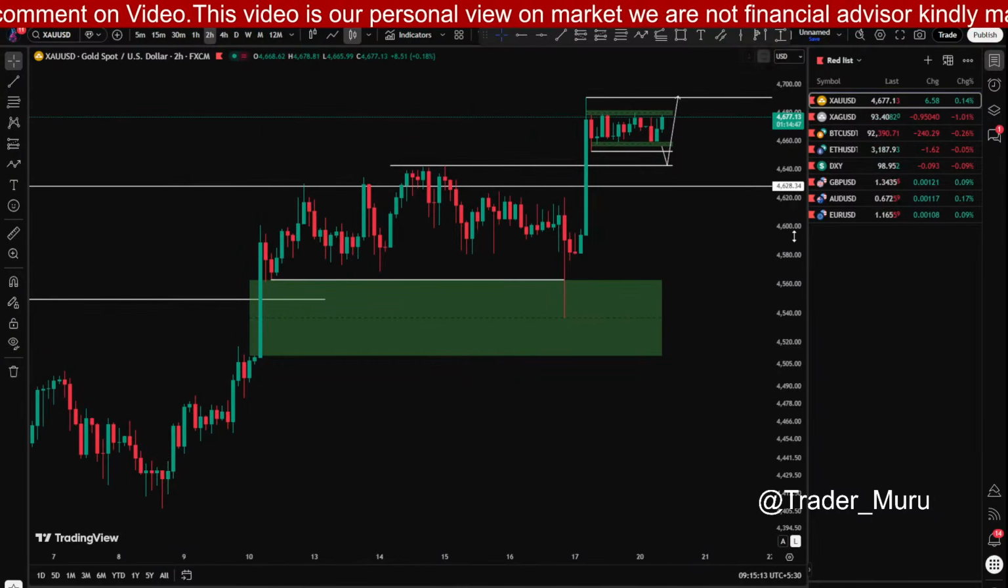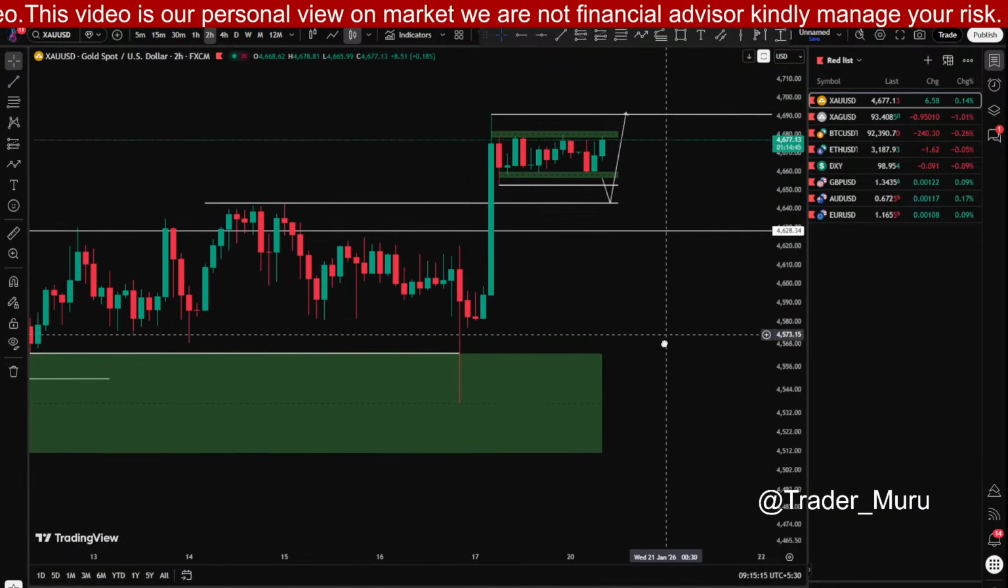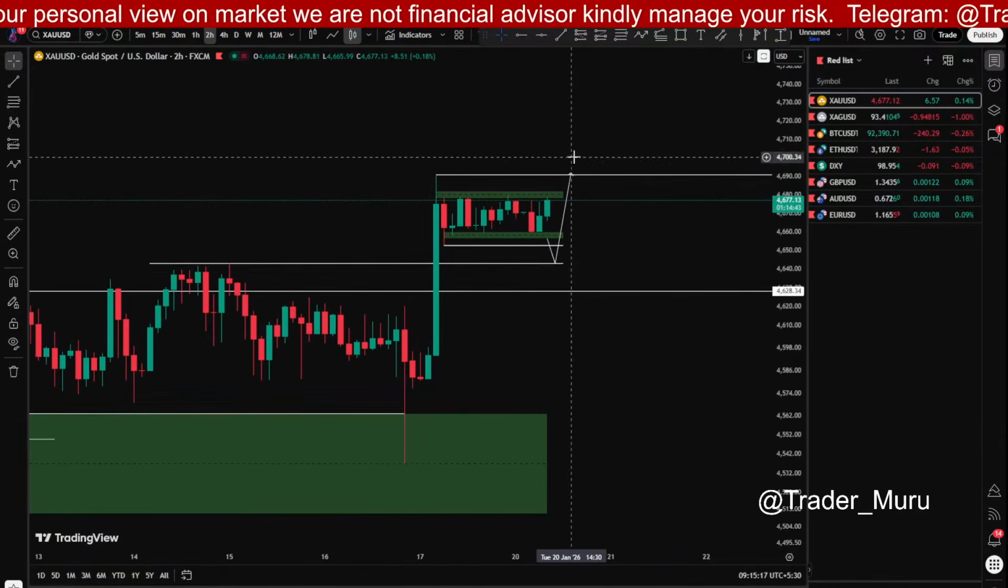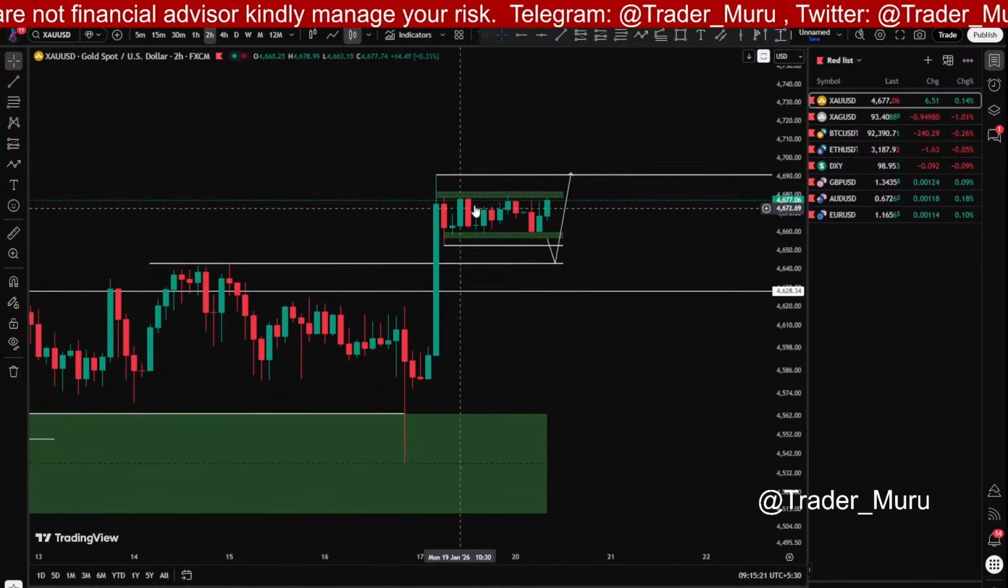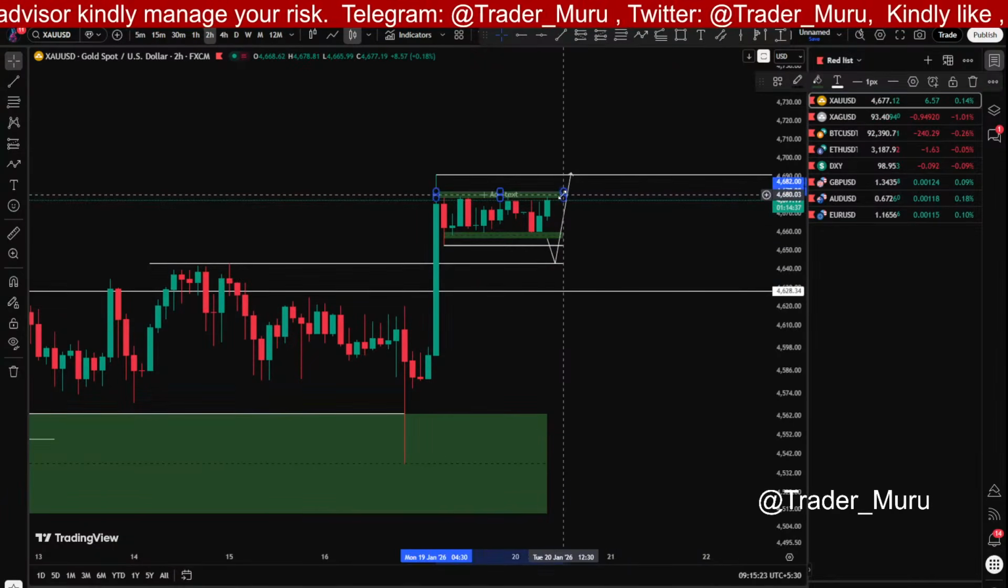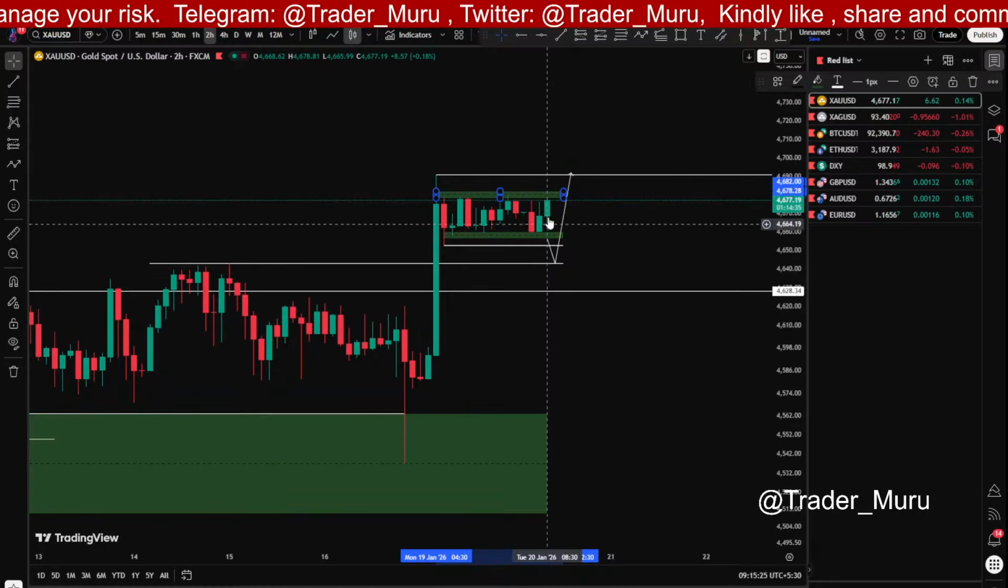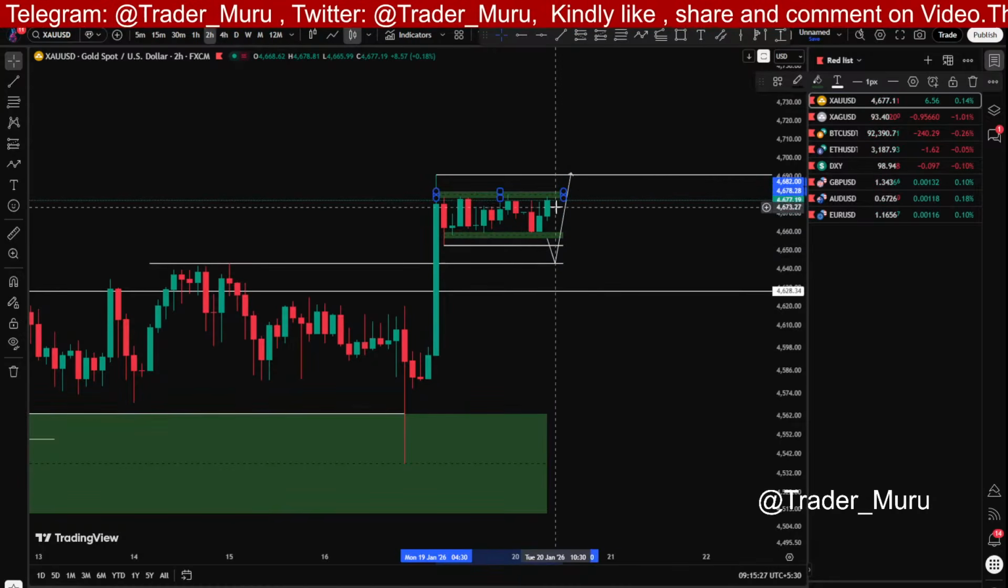Okay then, I hope you guys understand today's plan. Wait for this range to break above or below, then you can take entry. Before that you can play this range by having stop loss above and stop loss below, just top to bottom.